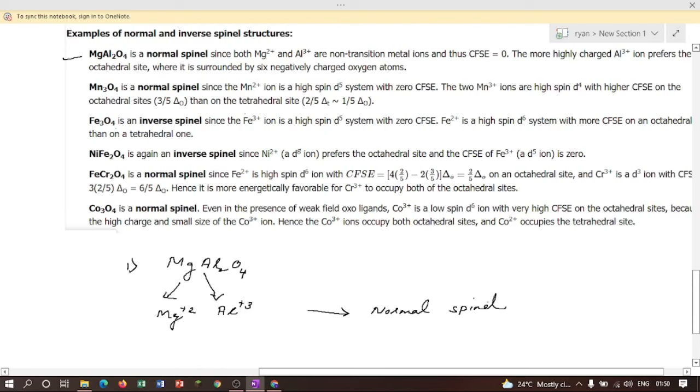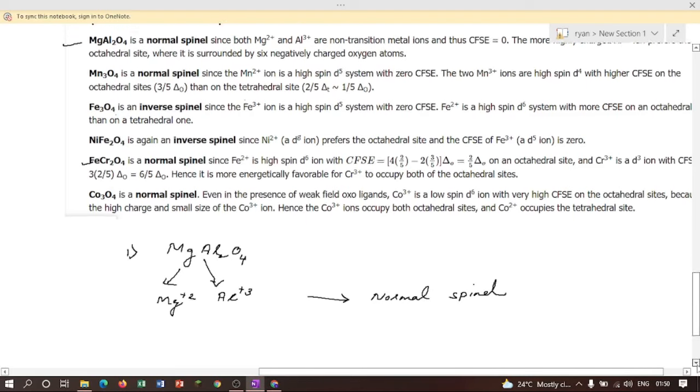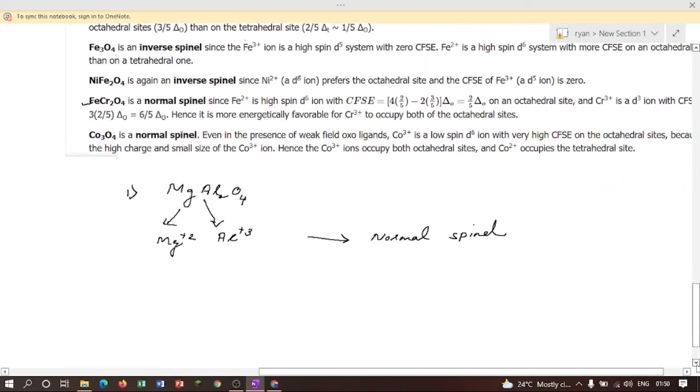The next example I am going to write is FeCr2O4. Here the divalent cation is Fe2+ and the trivalent cation is Cr3+. Fe2+ has d6 configuration, and Cr3+ has d3 configuration.